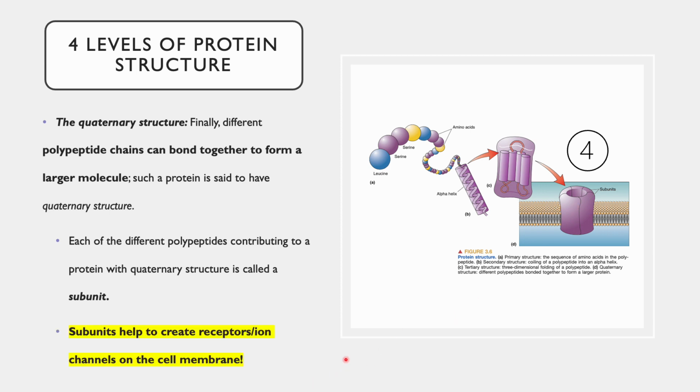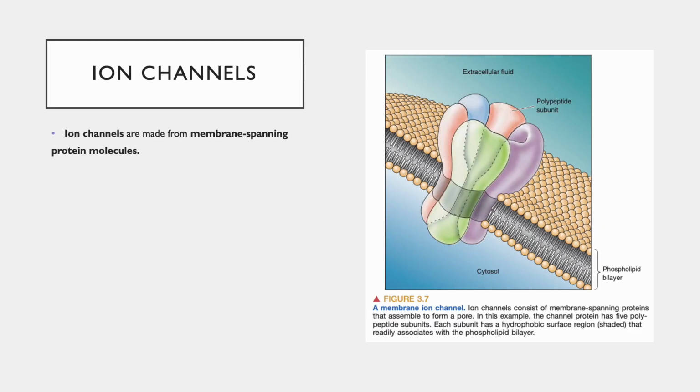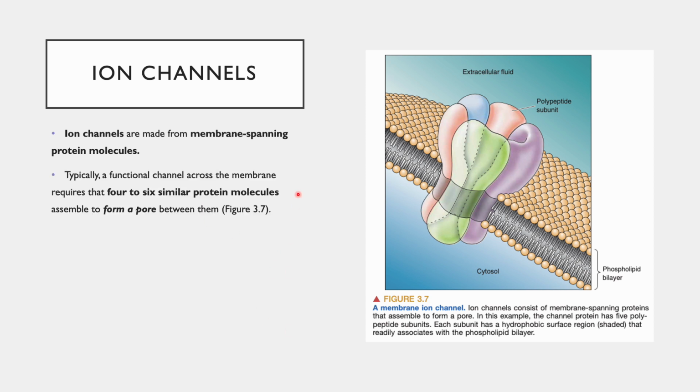Interestingly, subunits help to create receptors on the cell membrane. So these subunits, when they come together to form the quaternary structure, can become embedded in the phospholipid membrane of cells, and thus they can act as a bridge or rite of passage for ions coming in and out of the neuron. Ion channels are made from these membrane-spanning protein molecules known as subunits, and typically 4 to 6 subunits need to come together to form an ion channel that also forms this pore.